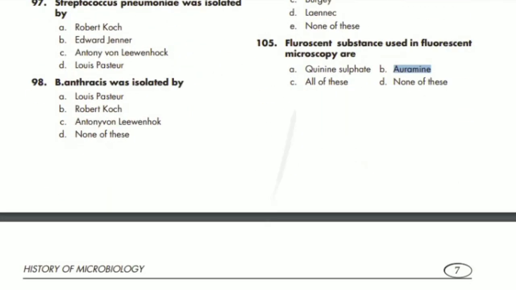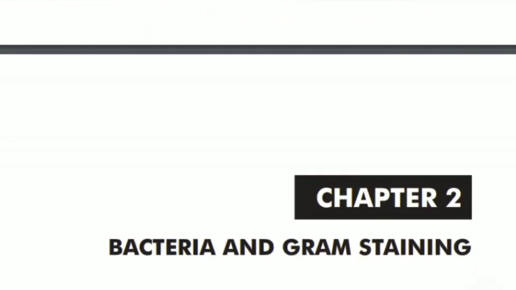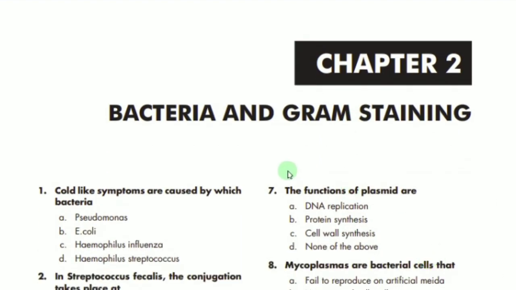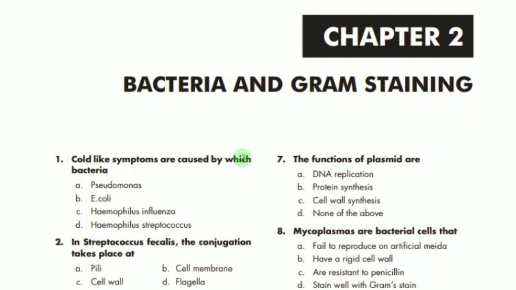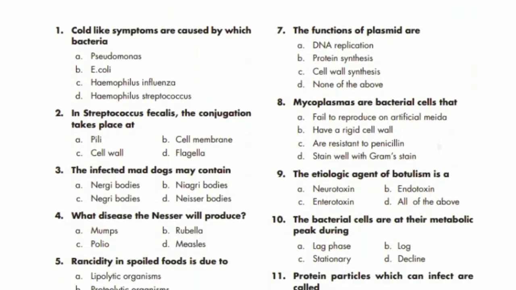Now in this video lecture, we are going to see the chapter 2 MCQs, which is bacteria and gram staining. In this first video of chapter 2, we are going to cover 30 MCQs, because this chapter contains 270 MCQs, so it will be covered in almost 9 videos. Now let's start with the first MCQ.